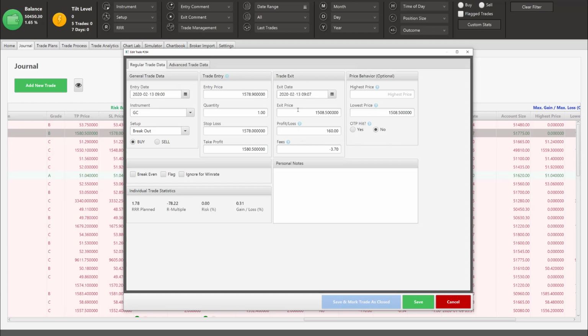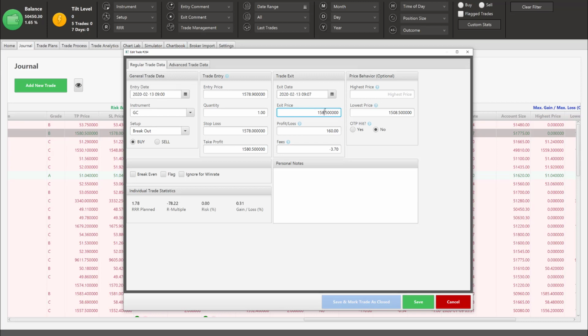So you can see it seems like there is some data input error here again. The entry price is at 1578 and the exit price is at 1508, which is much lower than the entry price, but the trader here realized a profit. So something seems to be off here. Probably he just missed a decimal, and it should read 1580 because that's also his take profit.